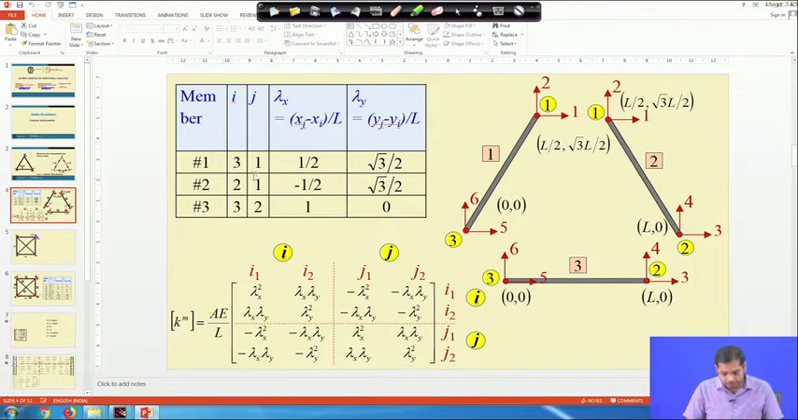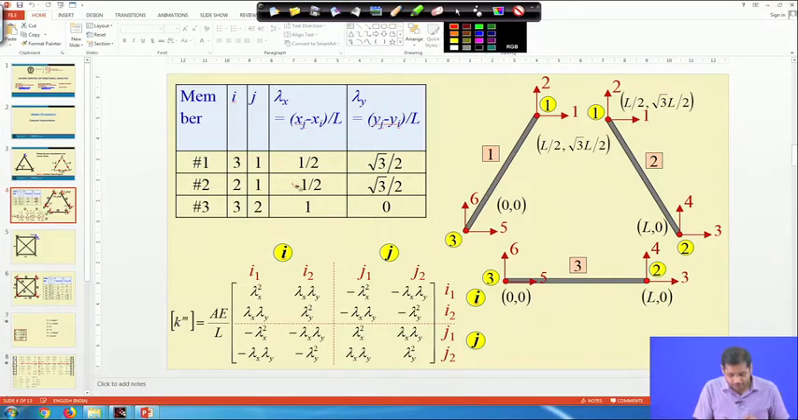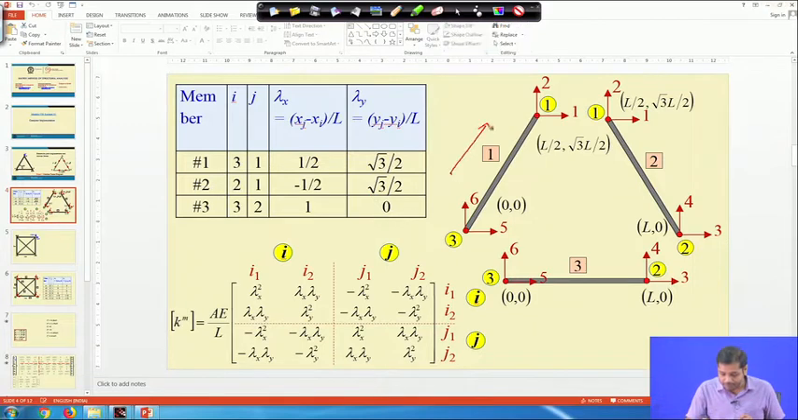This is the member number and this is the corresponding INJ. INJ is very important because, if you recall, for this member we say that if we are moving in this direction, the ith node will be 3 and the jth node will be 1. This we discussed. Similarly, lambda x and lambda y can be obtained like this. Once we have this, then for the member stiffness matrix of a given member, the general form is this, right.